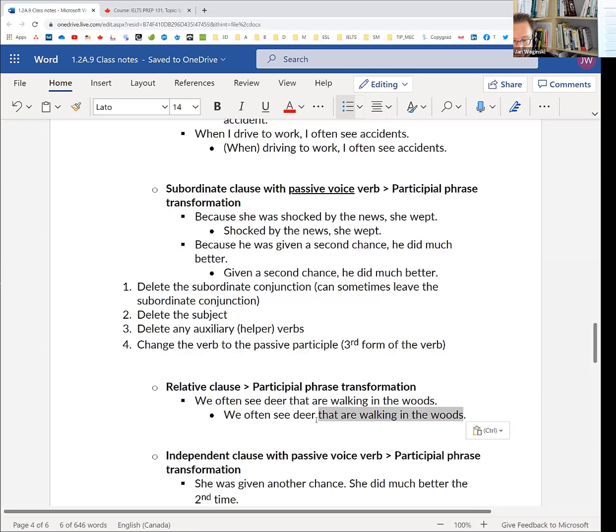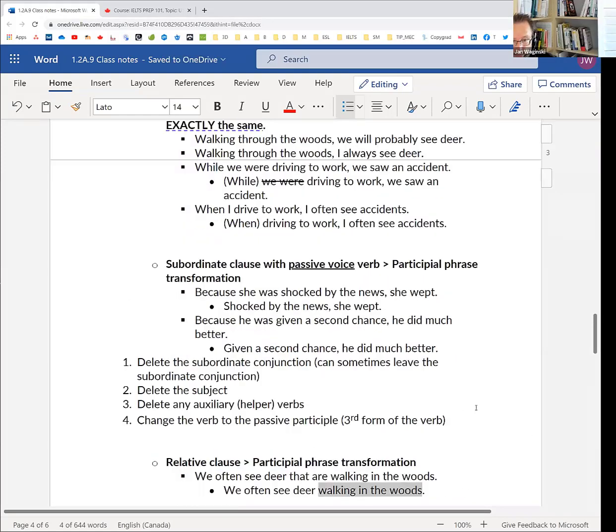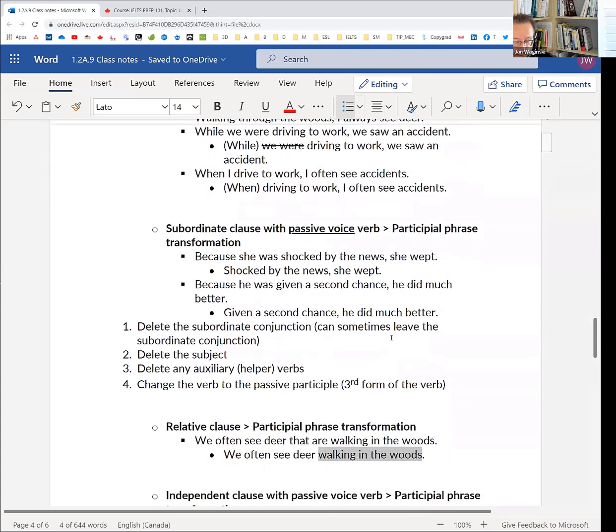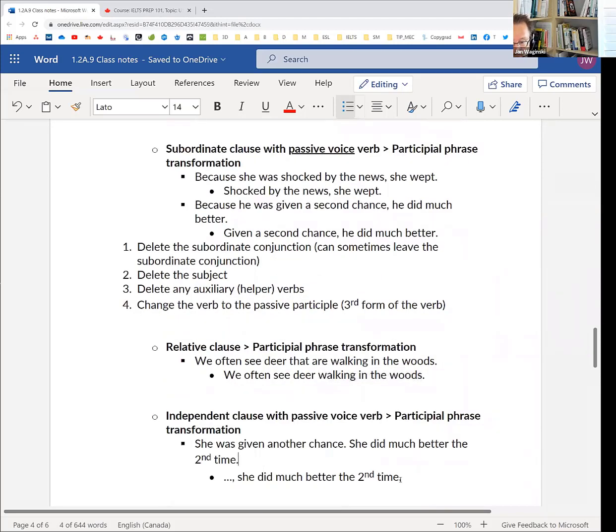Okay. We have to remove that, and remove are as well. That's it. We often see deer walking in the woods. And it looks exactly the same as the subordinate to participial transformation. Walking through the woods, walking in the woods. No difference. Okay, we already did this one.